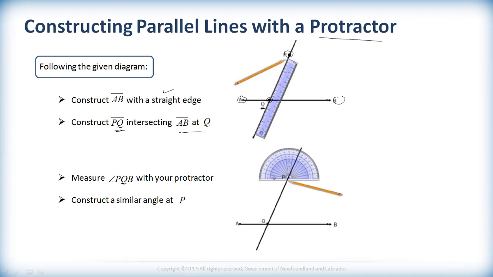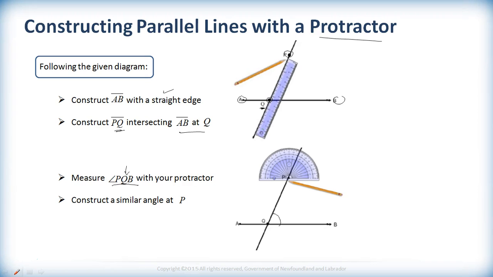Now, what you do first is you measure PQB. Now remember, the letter in the middle is the one that's actually at the angle. So angle PQB would be this angle right here. So the first thing you do is you measure that with your protractor. Okay, whatever angle, 45, 90 would probably be one of those. It might be something like 53 degrees or something.